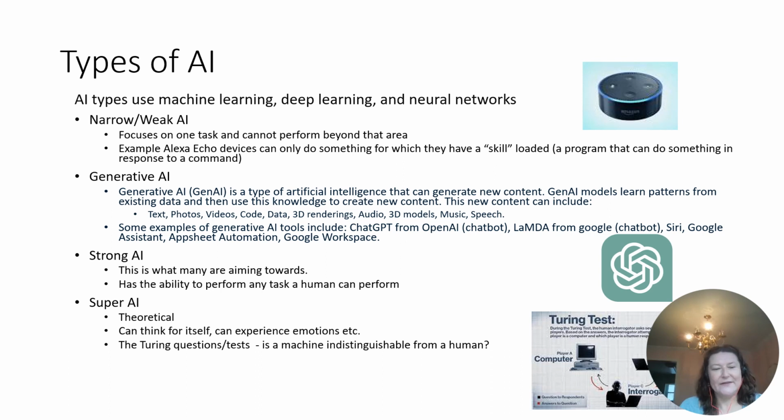Strong AI, this is what we're all aiming towards, has the ability to perform any task that a human can perform in theory. It doesn't exist right now. Super AI is theoretical, can think for itself and can experience emotions and so on, and will pass the Turing test. The Turing test basically is a way of asking a human and a machine the same questions and not being able to tell which one is human and which one's a machine. We're still a way off that yet.